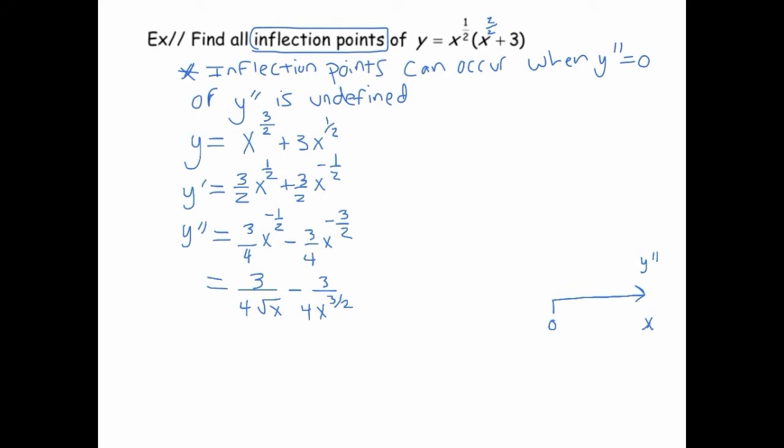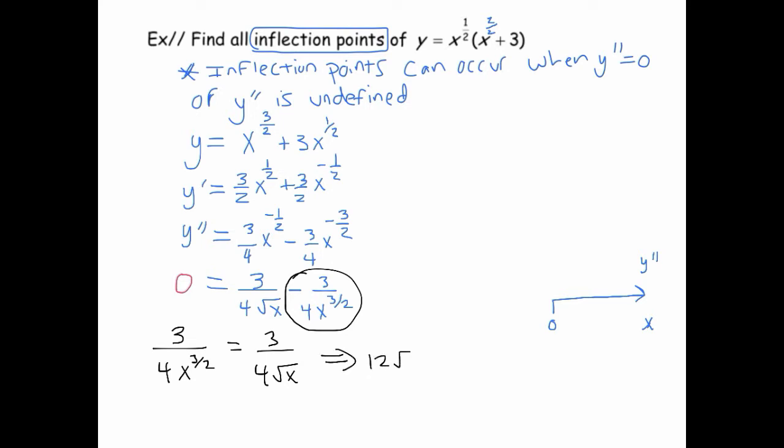All right, so we've got some information about this graph. The other candidate for an inflection point is where the second derivative is equal to 0. So we're going to set this equal to 0 and solve. So what I might recommend is adding this term here to both sides so that we get 3 over 4x to the 3/2 equals 3 over 4 square root of x. And then what I might do is, quote, cross multiply. So if you do that, you get 12 root x equals 12x to the 3/2.